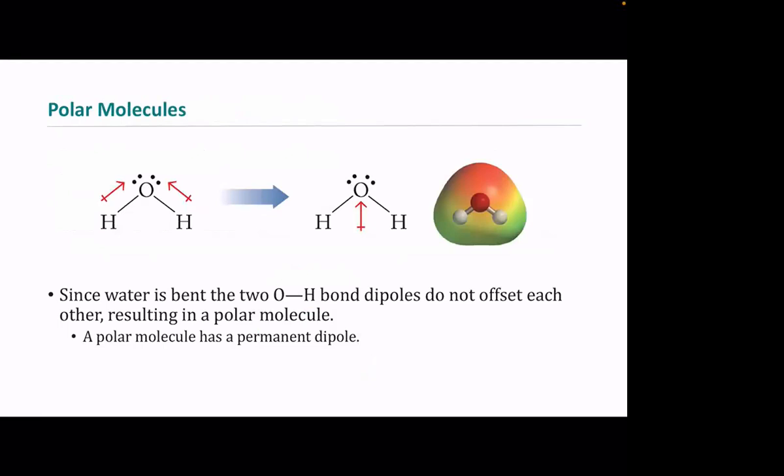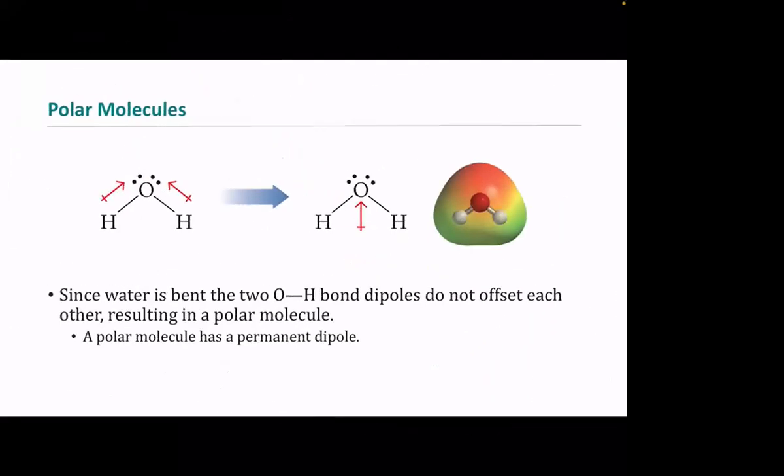Now, water doesn't offset itself, and that's why it's critical that it's not linear. It's not drawn linear, okay? Because if you draw it linearly, it looks like it's got no dipole. But we learned from those lone pairs, and that's why it's critical that these lone pairs do this. They take up this space, right? They push the hydrogens down.